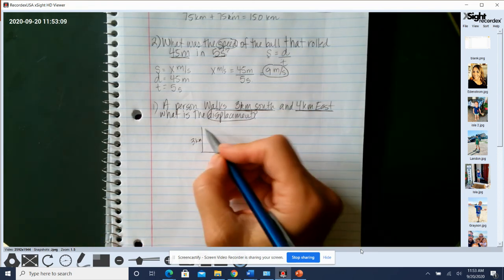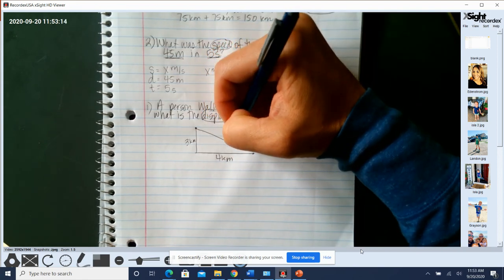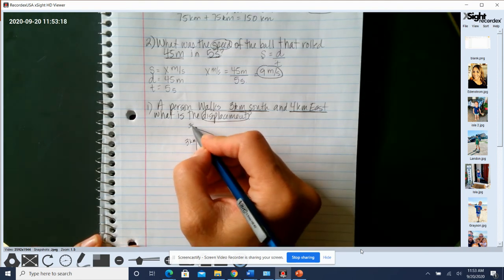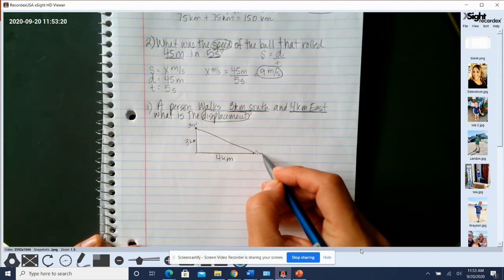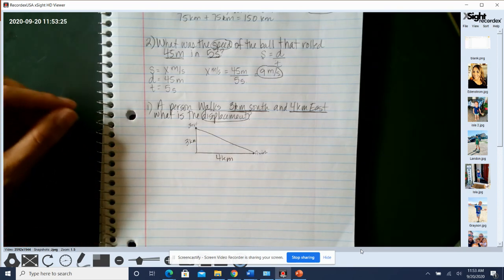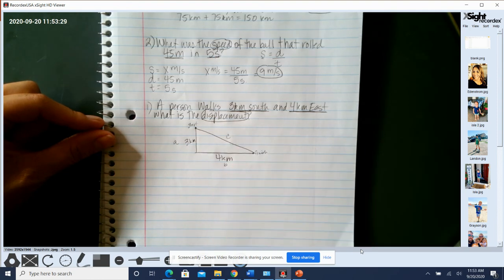And we want to know this displacement here. This between point A and point B. So this is the start and this is the finish. So on these, it really helps to draw it out. So we know that a squared plus b squared equals c squared. We're going to call this A, we're going to call this B, and this is C.